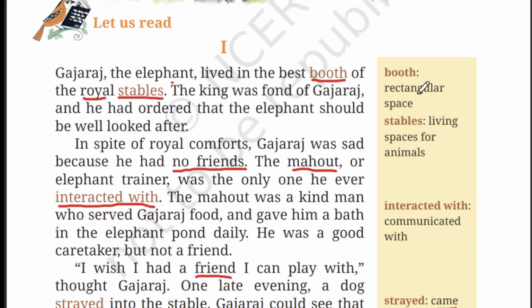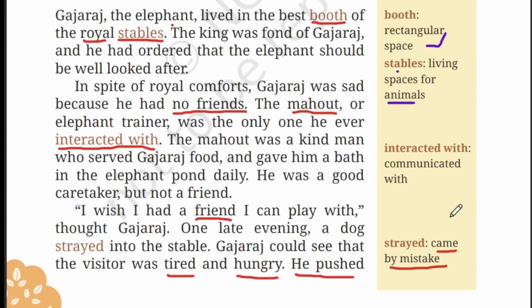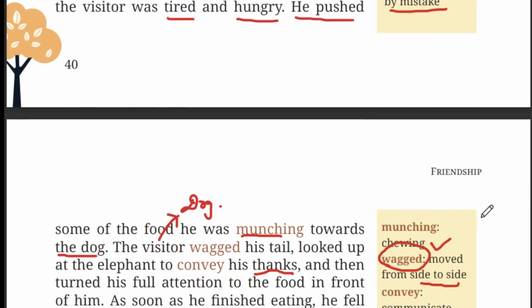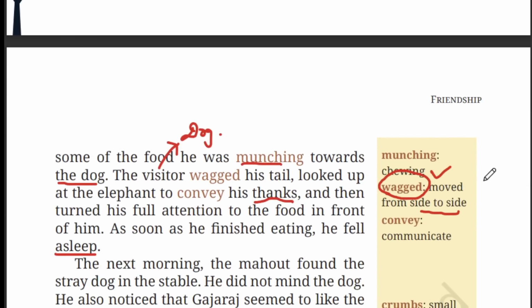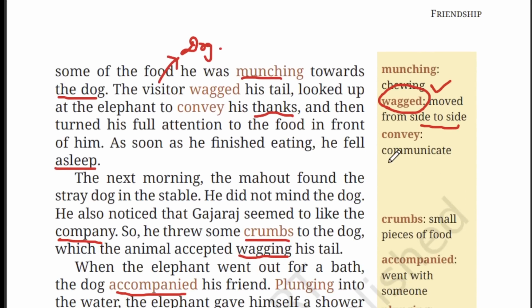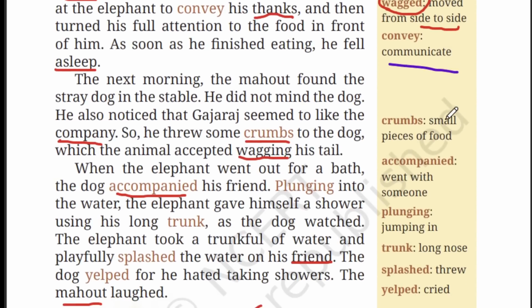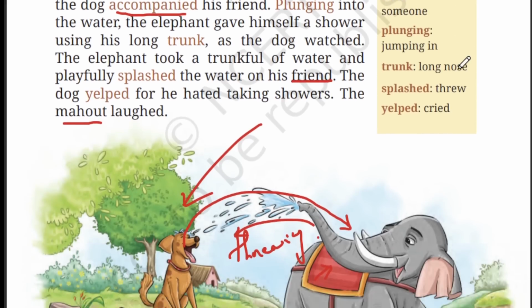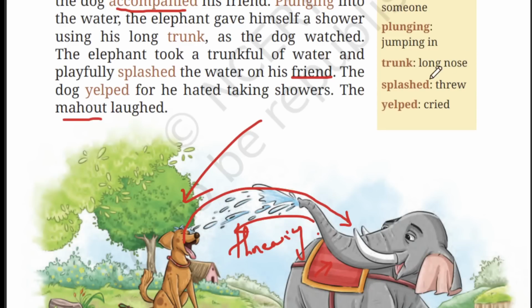So booth, a rectangular space. Stable, living spaces for animals. Interacted with, communicated with. Strayed, came by mistake. Munching, chewing. Wagged, moved from side to side. Convey, communicated. Crumbs, a small piece of food. Accompanied, went with someone. Plunging, jumping in. Trunk, long nose. Splash, through. Helped, cried.